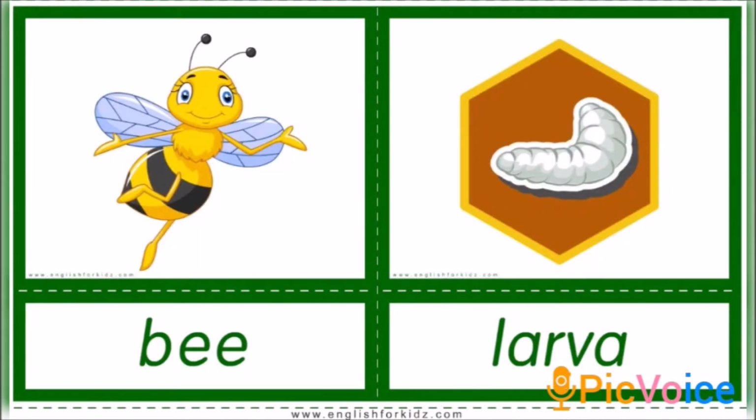What is the name? It is an insect. It is a honeybee. The name of the young one is larva. The parent insect is the bee. Its young one is larva.